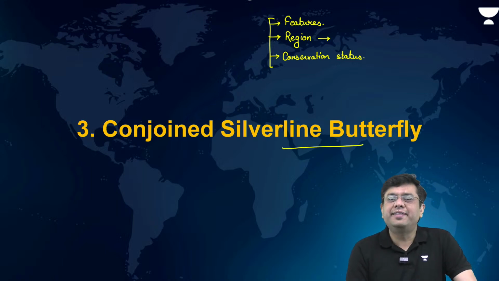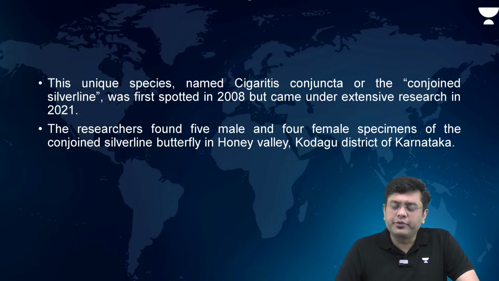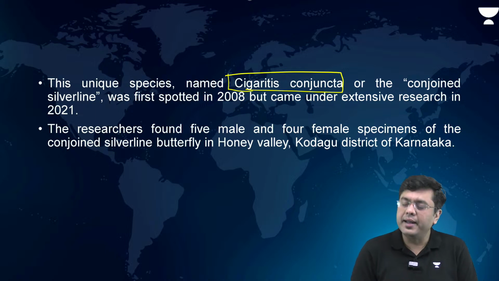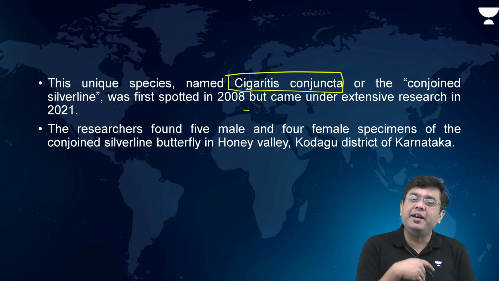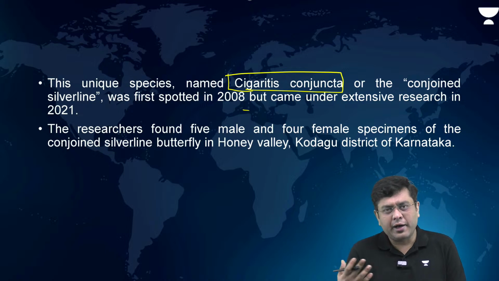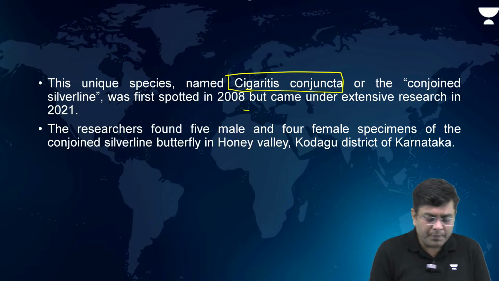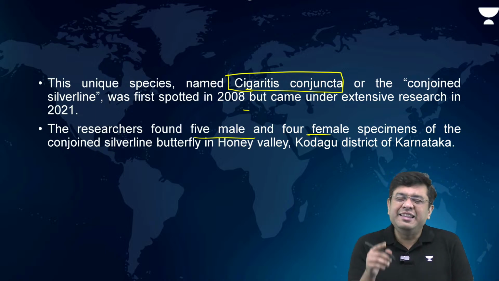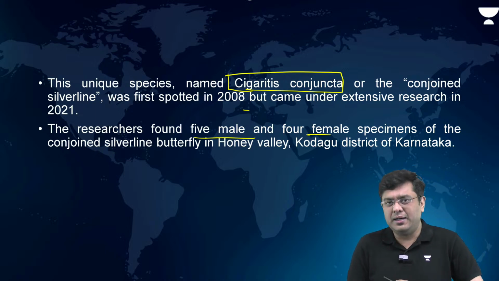Okay, so the conjoined silver-line butterfly. This was a unique species of butterfly which is found in the region of the Western Ghats. Now, it is named Sigaritis conjuncta, or conjoined silver-line. It was first spotted in 2008, but the research on it started in 2021, and it was discovered around January 2024. The researchers found 5 male and 4 female specimens where? In the Kodagu district of Karnataka.